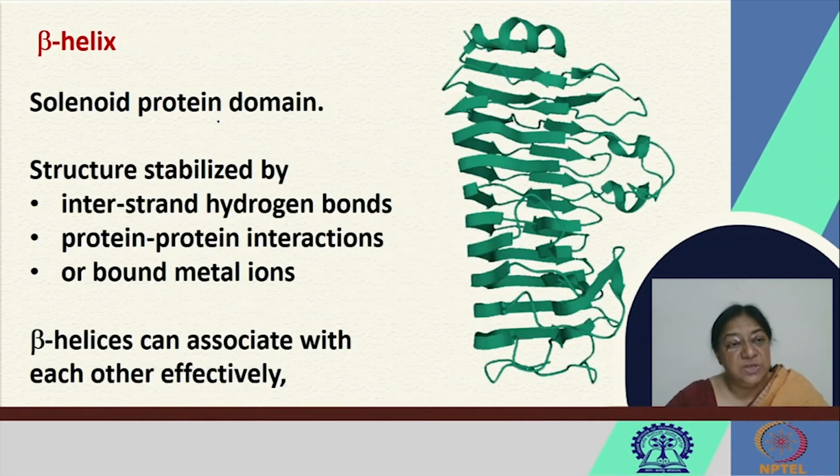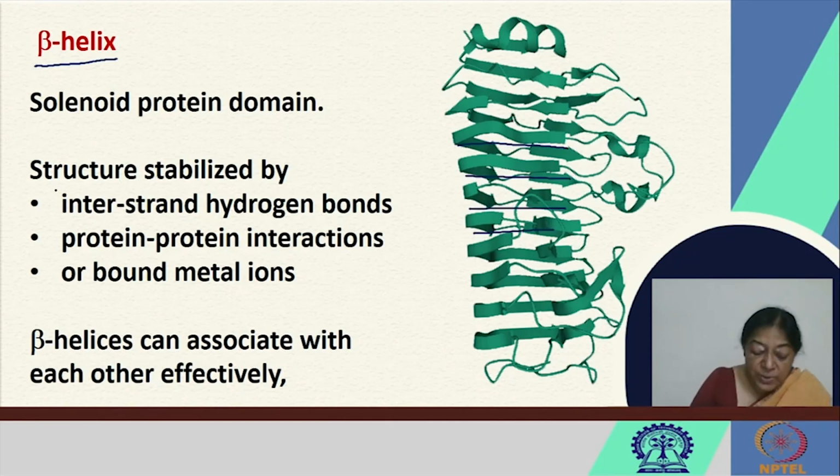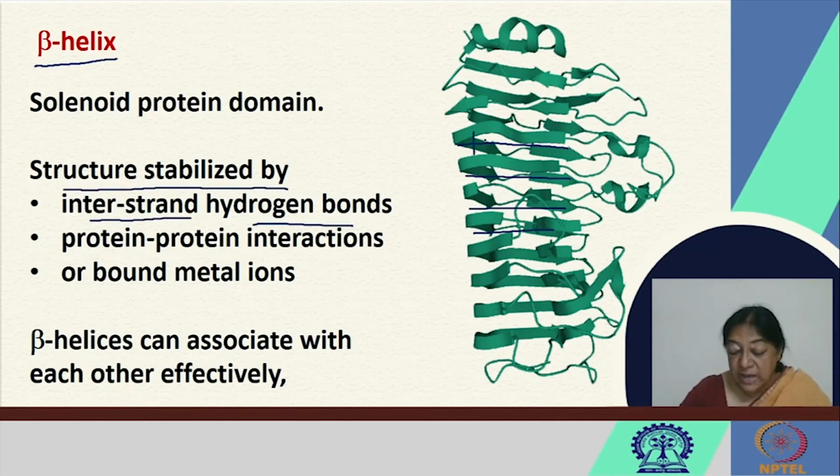Another type of structure which we have not looked at before is called a beta helix. This is a solenoid protein domain, and these are the strands that are in this fashion here. So we have the structure that is stabilized by interstrand hydrogen bonds. These are the hydrogen bonds that stabilize this structure, and it also can be stabilized by other protein-protein interactions or metal ions. And what they do is they associate with each other very effectively, and they can form a pore by which we can have transport.